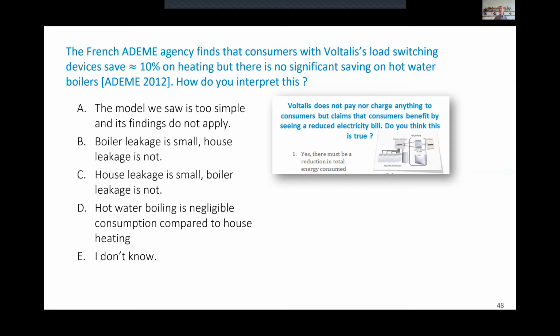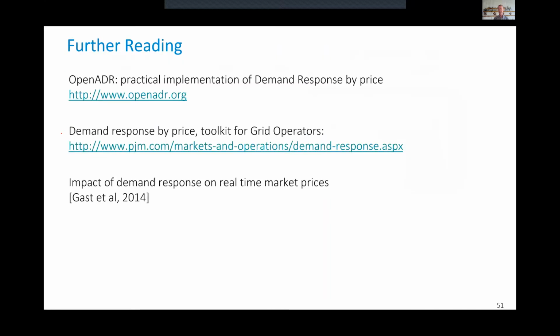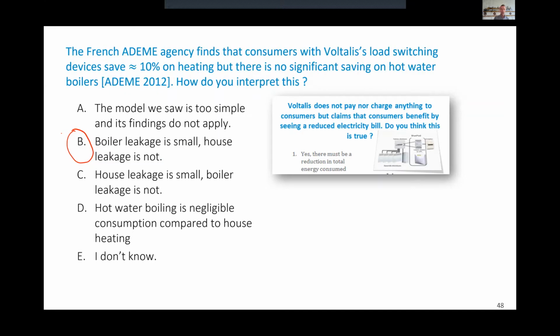I close the poll in a few seconds. And 100% think B, which I also think. It's not very scientific to just think. We would need more studies to see why. What we can do is at least a thought experiment.